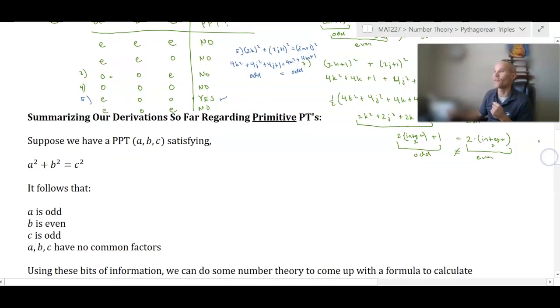Okay, so here's what we have so far regarding primitive Pythagorean triples. We'll stop here in this video. Suppose we have a primitive Pythagorean triple A, B, C satisfying A squared plus B squared equals C squared. All we're doing here is building what we know about such triples of numbers. It follows that A is odd, B is even, and C is odd. And A, B, and C have no common factors. Our next question that we're going to aim to answer is, how do we begin generating these numbers mathematically?